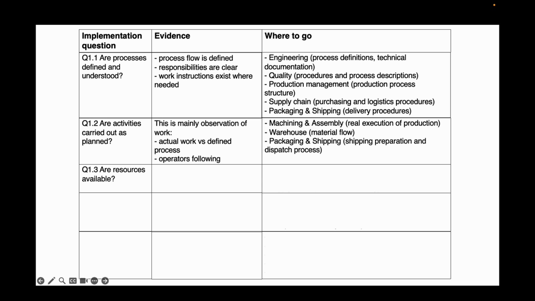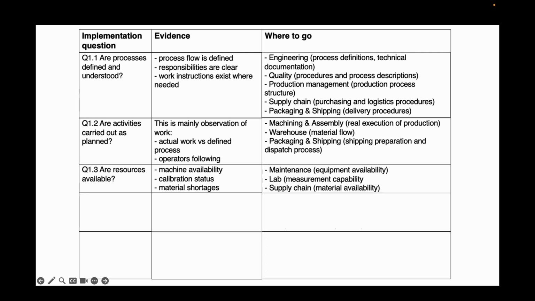So now the same logic is expanded to more questions. For question 1.3, are resources available? Now I need different evidence. For example, machine availability, calibration status, or material shortages. And that takes me to maintenance, to the laboratory, and to the supply chain.